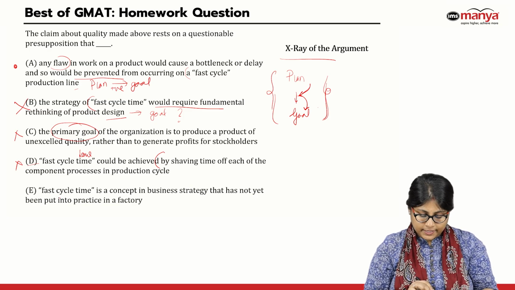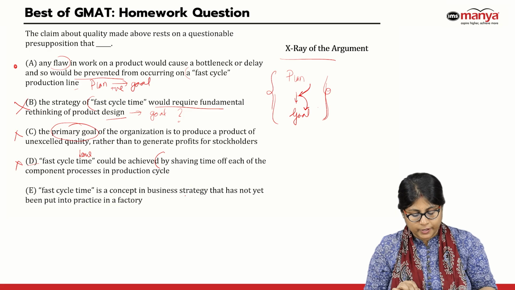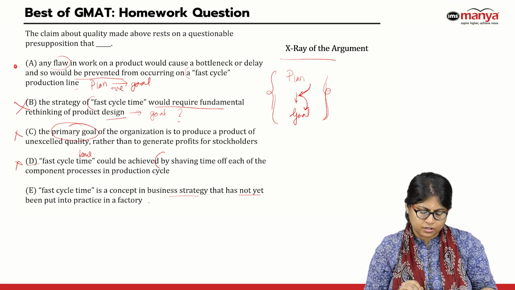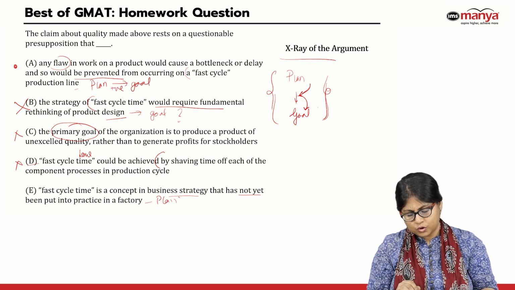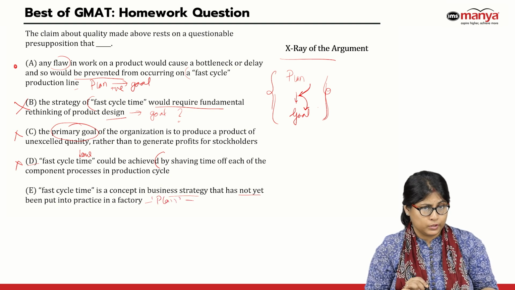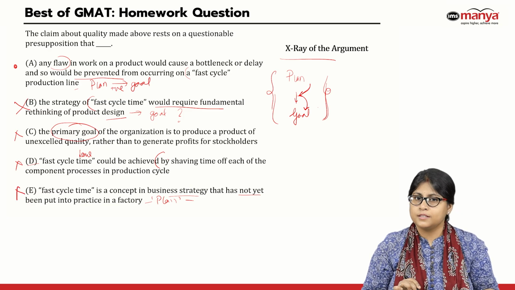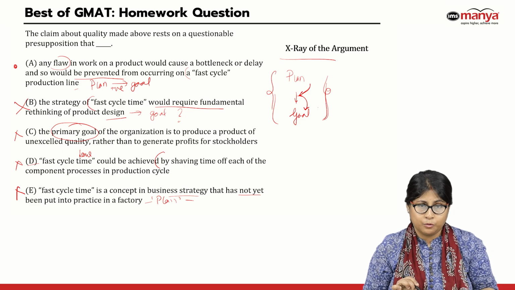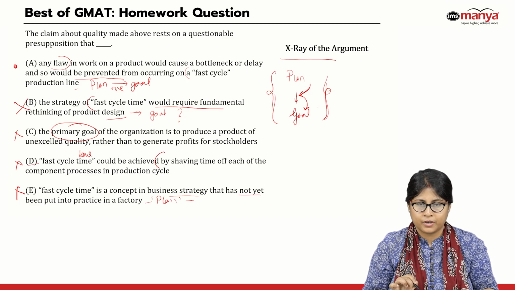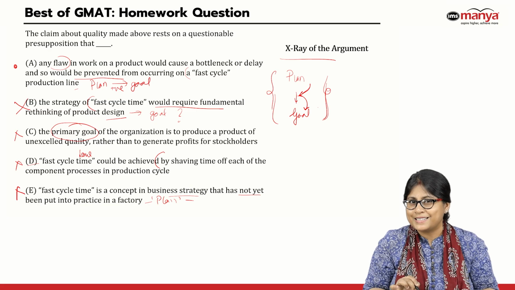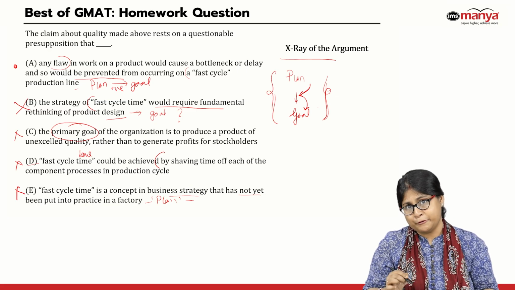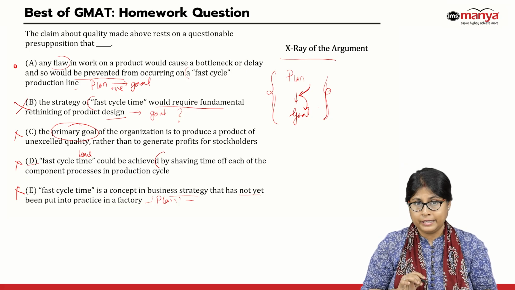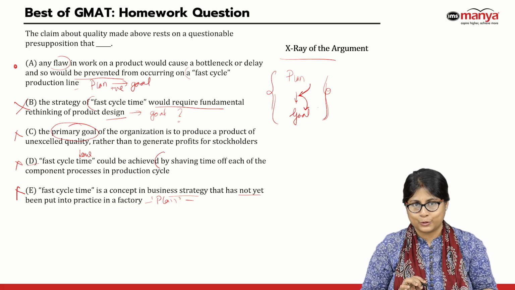Lastly, option E says fast cycle time is a concept in business strategy. Okay, it's a concept that has not yet been put into practice in a factory. So the plan seems to have not been tested as such. That's what this option says, which again is not telling me whether the plan will achieve the goal. In fact, it sort of tells me, oh, this is like a never-done plan. We have never really done this ever. So it raises a question on the plan's feasibility to achieve the goal rather than telling me the plan will achieve the goal, isn't it? So definitely E is not something we would like to hold on to.